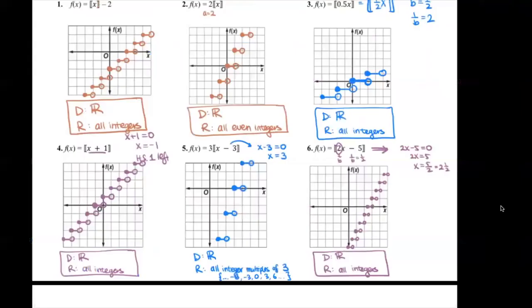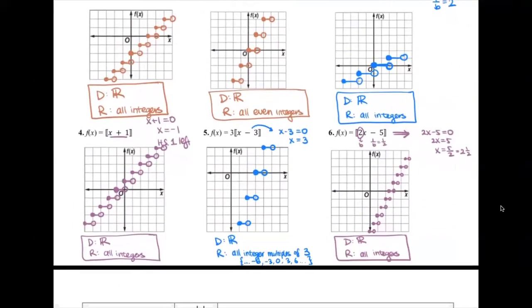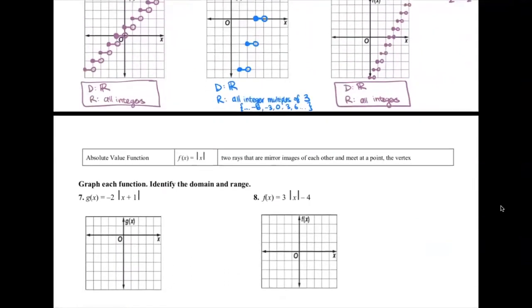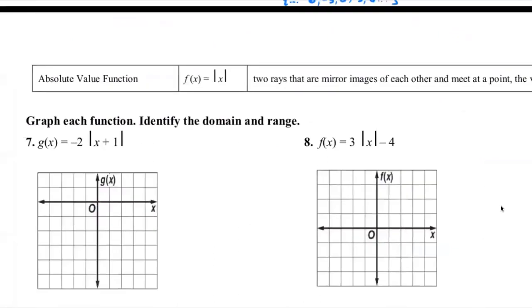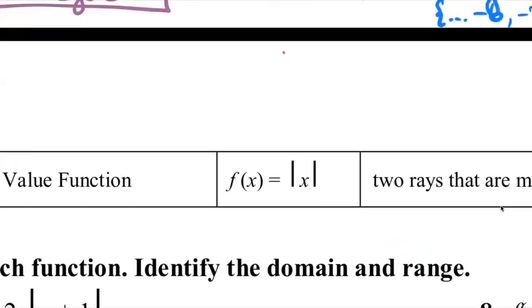Okay, that was the harder of the two, okay? The easier of the two is absolute value functions, all right? So your absolute value function is going to look like, this is your parent graph. This is 1, 1, negative 1, 1, and it looks like a V like so.